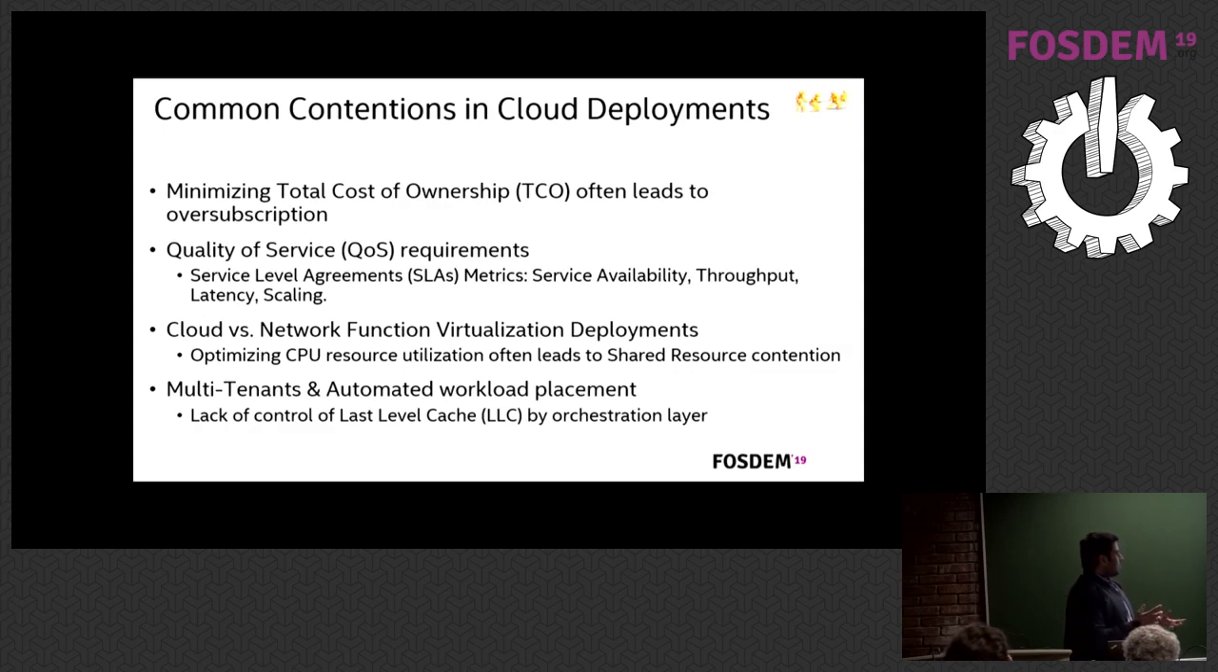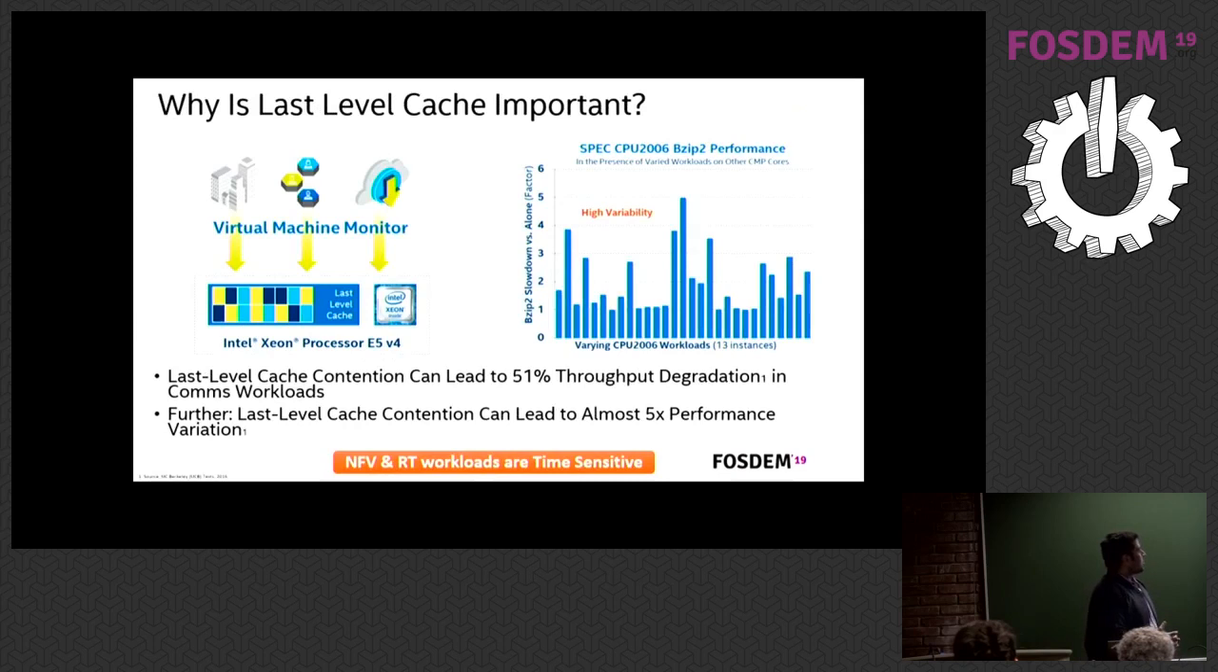Although cloud and NFVi deployments have many subtle differences, more often optimizing these hardware resources, especially CPU resources, leads to shared resource contention. These shared resources are mostly your last level cache on a CPU, memory bandwidth, PCI bandwidth. In today's deployments, most of the orchestrators, maybe Kubernetes, OpenStack, don't have mechanisms to control these shared resources so that you can provide more determinism. So we'll dig into a little more to see how you can achieve that.